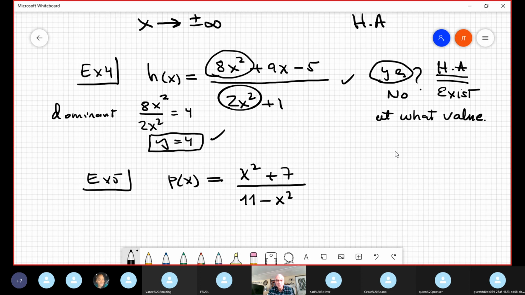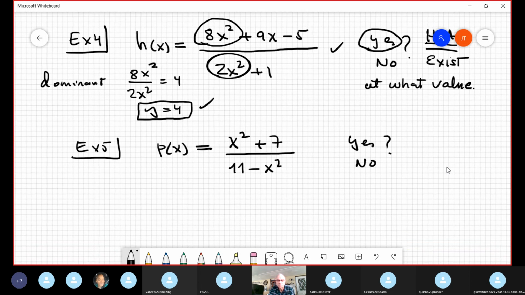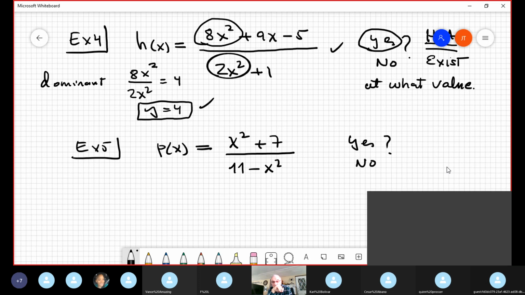First it exists, and second, at what value? Who helped me in example 5? In example 5, do we have a horizontal asymptote, yes or no? Yes, of course. Okay, Sean says yes. At what value, Sean? Or another participation, come on. Yes, Addis Betancourt says yes.